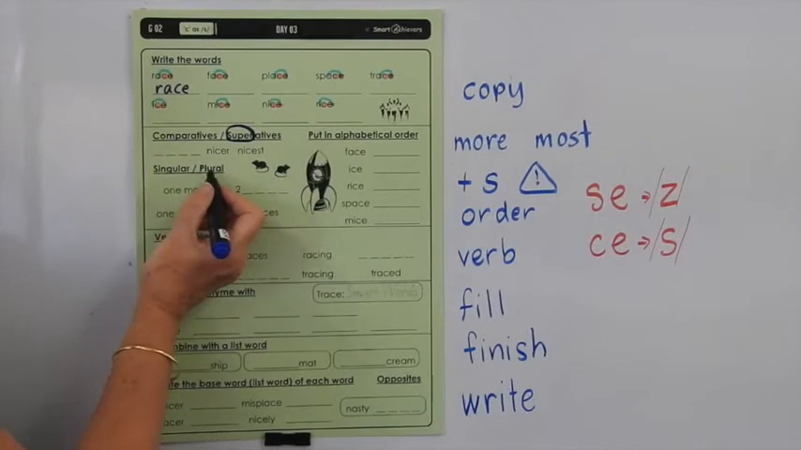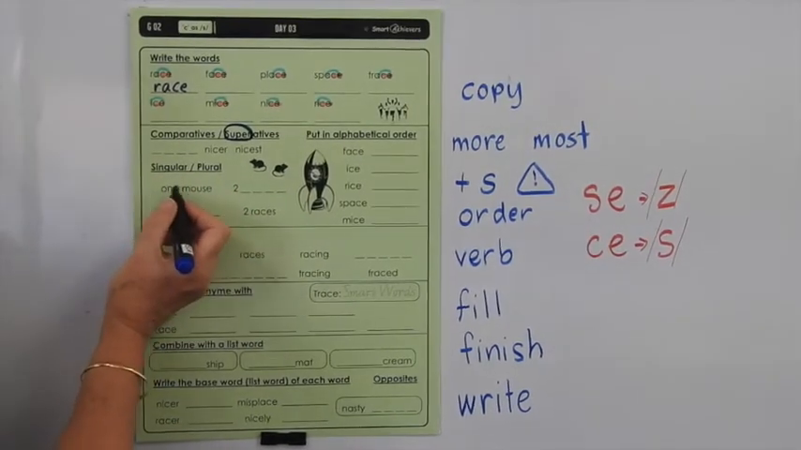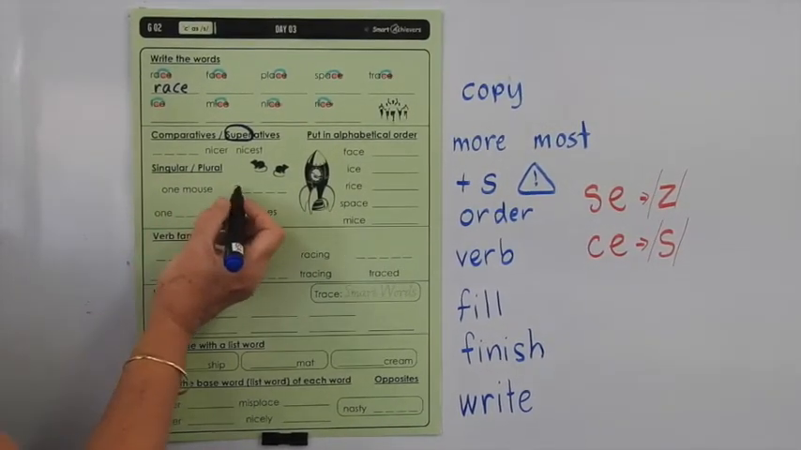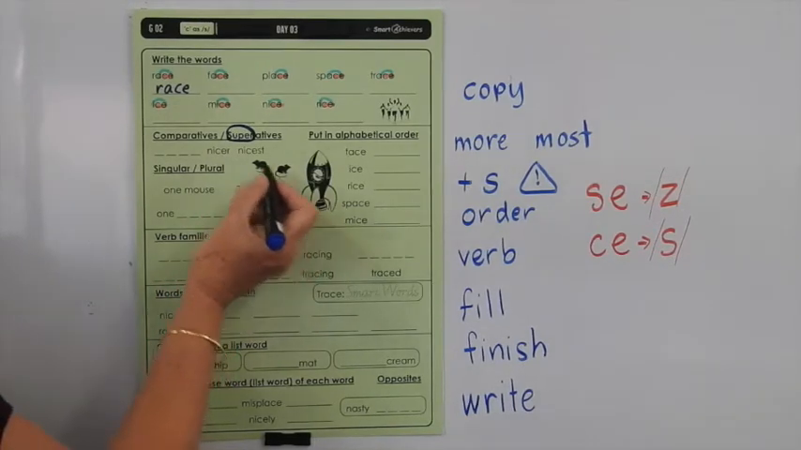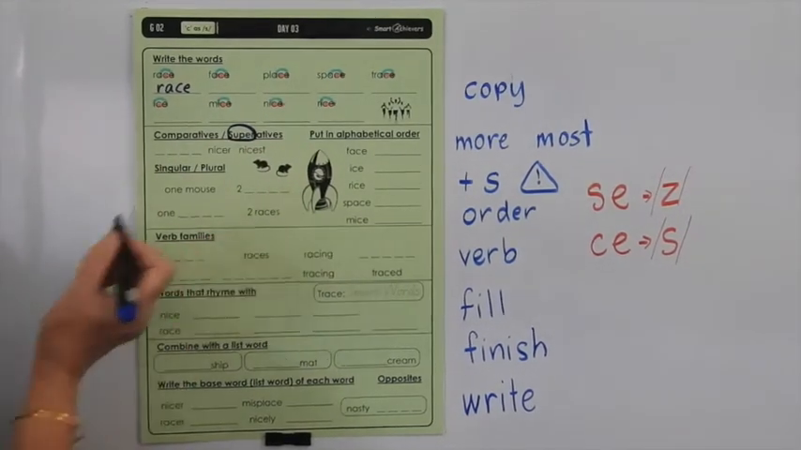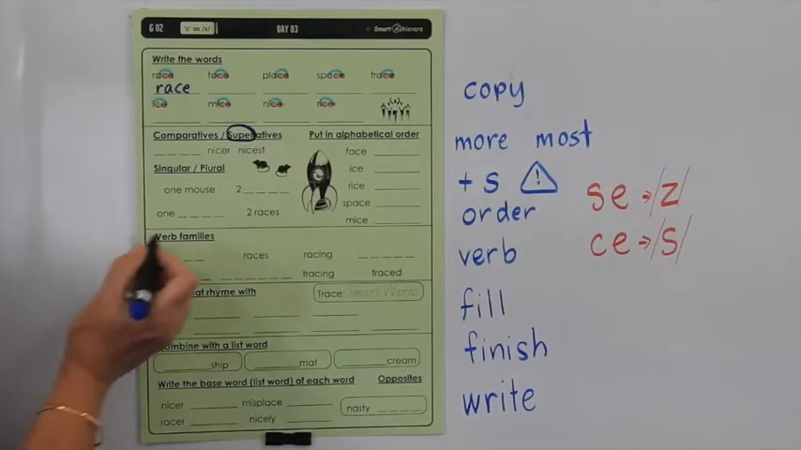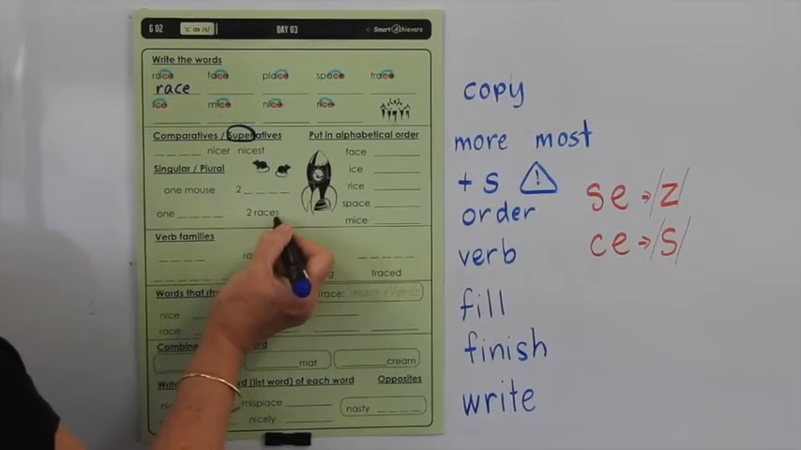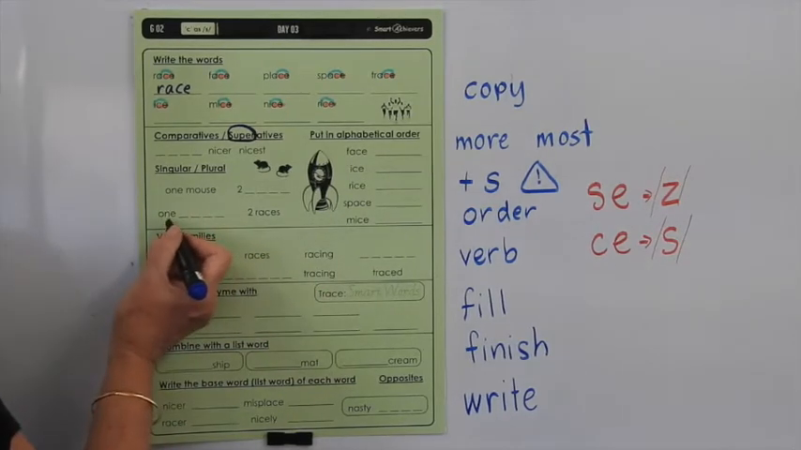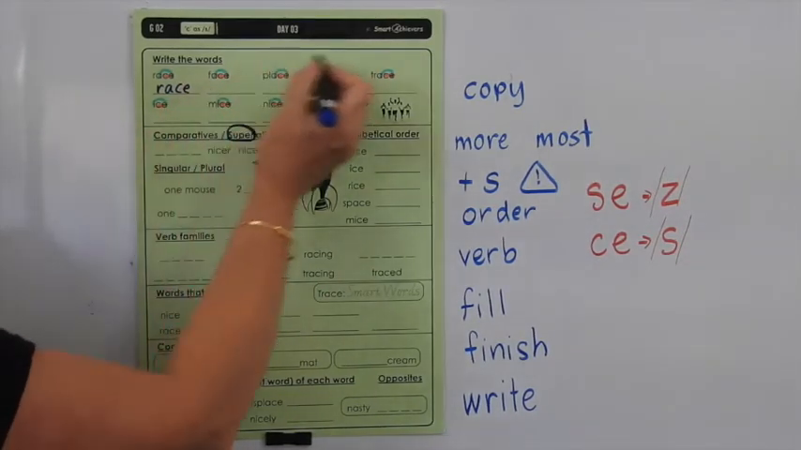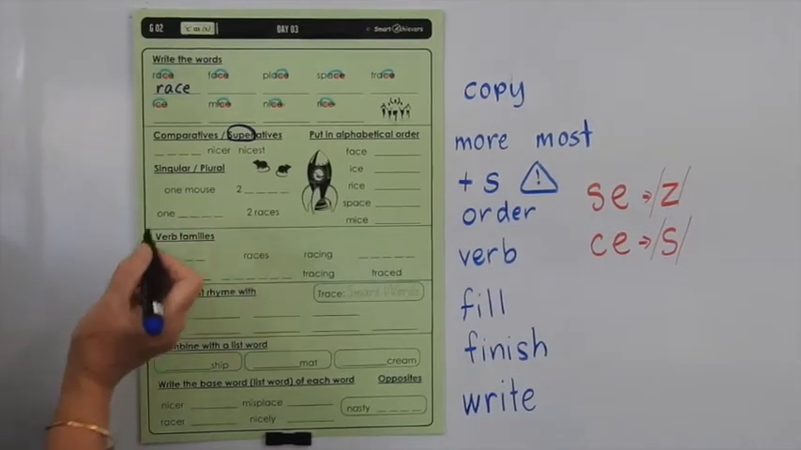Singular and plural. Single means one, plural means more than one. So if we have one mouse, we say mouse. If we have two or more, we say mice. And mice is a list word, so that's nice and easy for you to write. Now, if we have two races, we add an S on the end to make it say races. But if we only have one, we have race. So you can find the list word up the top and write it in.